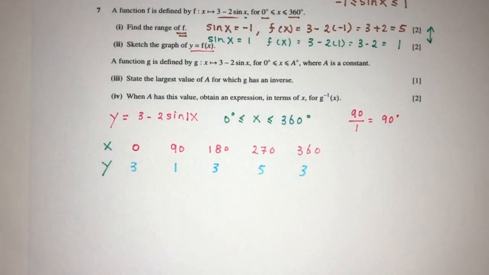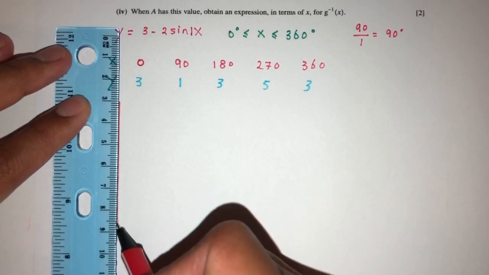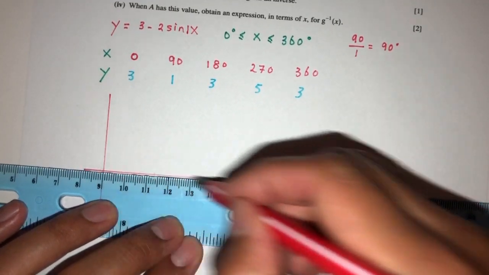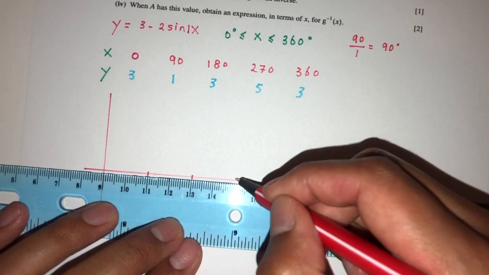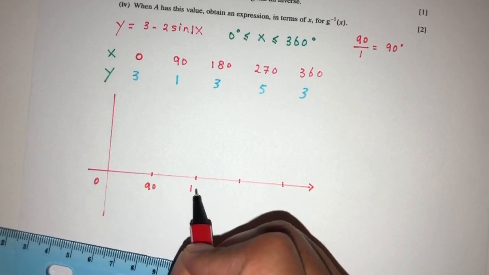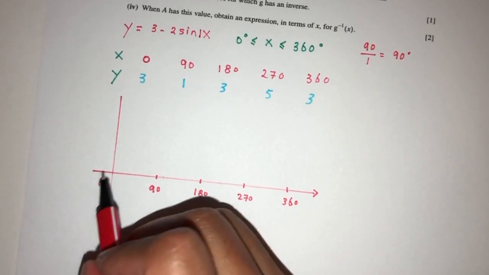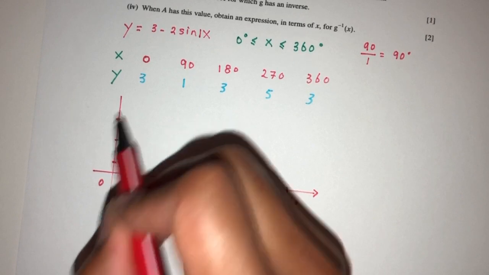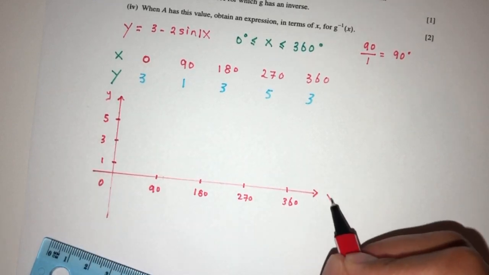Okay, so here we can sketch the graph. Again, it is best to use a ruler to draw your axes. That will be my y-axis. This is the x-axis. I can mark this approximately: 0, 90, 180, 270, and 360. Now let's say the value 1 is here, 3 is here, and 5 is here. So 1, 3, 5. That will be y, and that will be x.